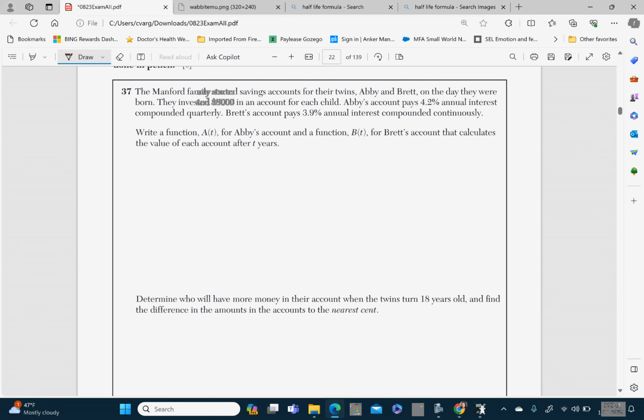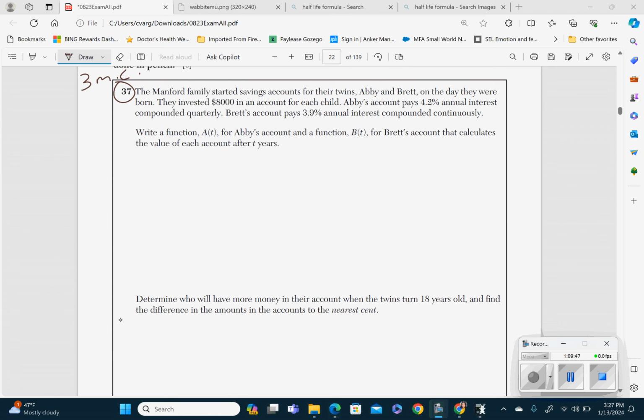This next one, though, you should definitely get correct. This is question number 37. This is where 3 multiple choice questions, okay? Where are we at? All right. So we have Abby and we have Brett, and they both invested $8,000. Abby pays 4.2% interest compounded quarterly. Okay. And then Brett is compounded continuously.